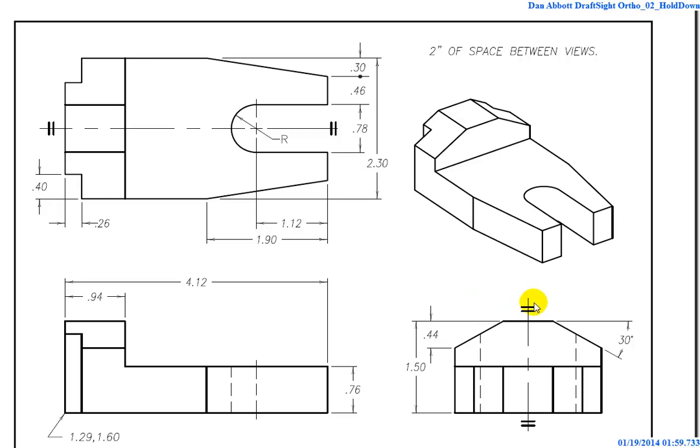The line you see right here is known as a symmetry line. It's a center line with two dark, thick bars, and it just tells you that this part is symmetrical about that center line right there.